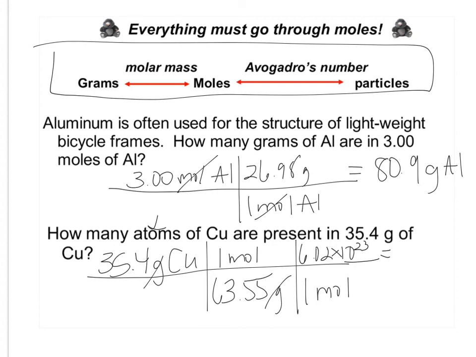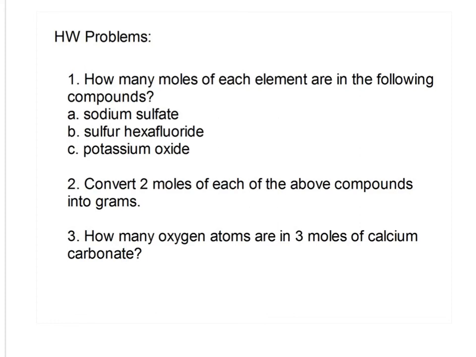So that leaves us with 3.35 times 10 to the 23rd atoms of copper. All right, try these problems and we'll check them in class.